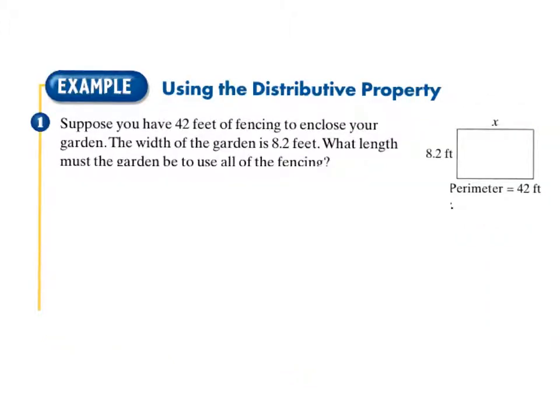Let's look at an example of using the distributive property. Suppose you have 42 feet of fencing to enclose your garden. The width of the garden is 8.2 feet. How do you figure out what length the garden must be? If you look at the picture to the right, you'll see we have our perimeter of 42 feet, and it also has labeled our 8.2 feet and our variable for the length that we don't know.